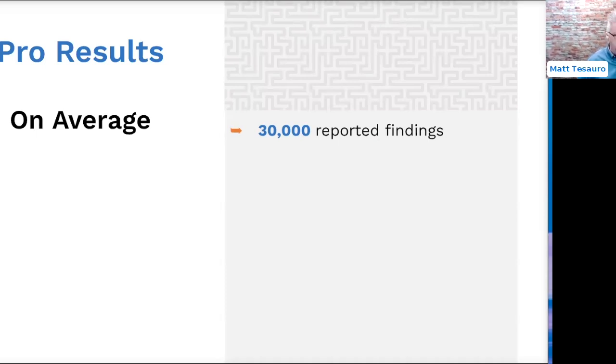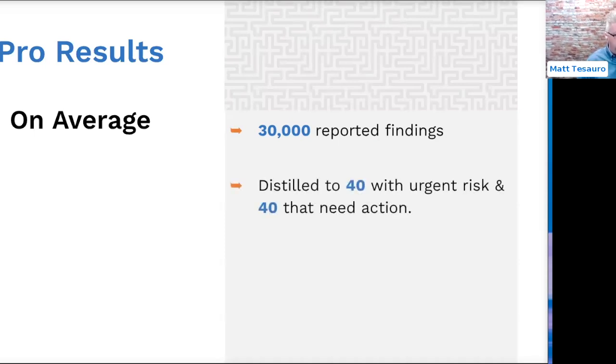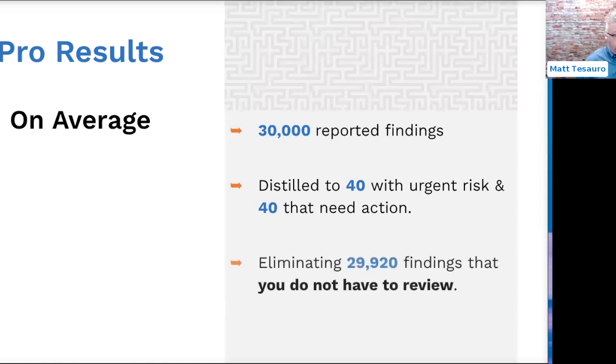With the smart features and the auto triage and the prioritization, they were able to distill those down to 40 urgent risk findings that needed action. So you're taking 30K and boiling it down to 40. 40 is a number that humans can deal with. 30,000, not so much, unless you have a huge team, which I've never been in a security team that had too many people. So you've taken 29,900 some odd findings off the table that you don't have to review.